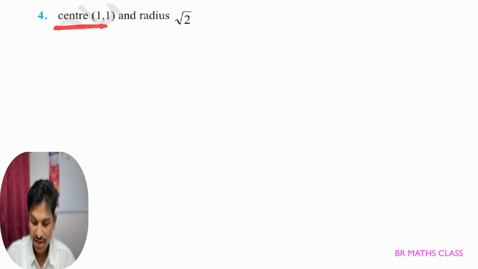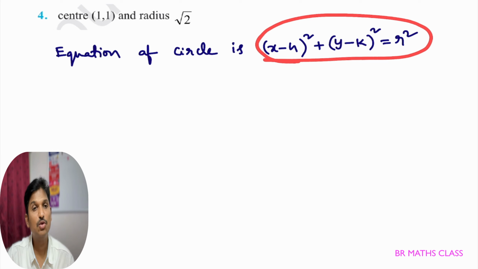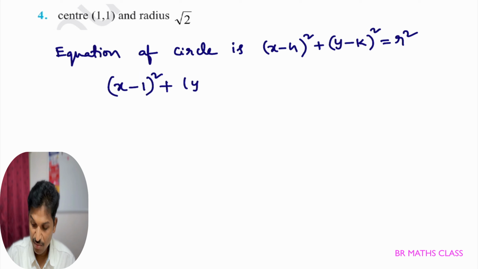Now you see this question, they gave center (1, 1) and radius root 2. We need to find the equation of a circle. When they give center and radius, to find the equation of a circle, we use this formula: (x minus h) whole square plus (y minus k) whole square equal to r square. In place of h, you write 1. In place of k, also you write 1. Right? Substitute these values in this equation, you will get like this: (x minus 1) whole square plus (y minus 1) whole square equal to (root 2) whole square.